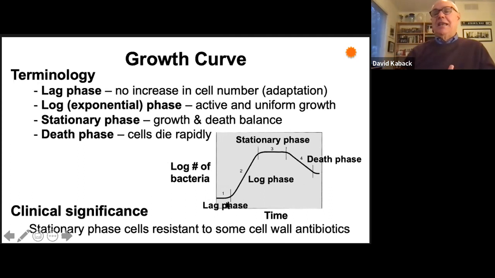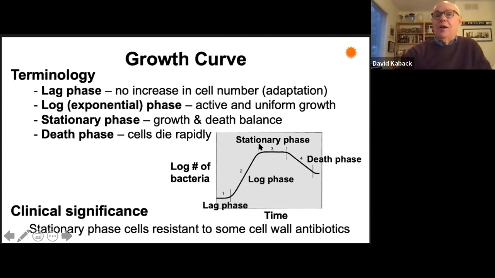But once it is adapted, each cell will undergo a doubling and it will grow exponentially. And we refer to that as the log phase or exponential phase of growth, where cells essentially grow much more rapidly than the non-growing lag adaptation phase.